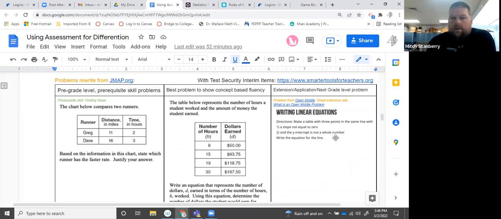But again, those are linked. So if you clicked on that document and looked at Open Middle, it would allow you to go to those places and look at those pieces.